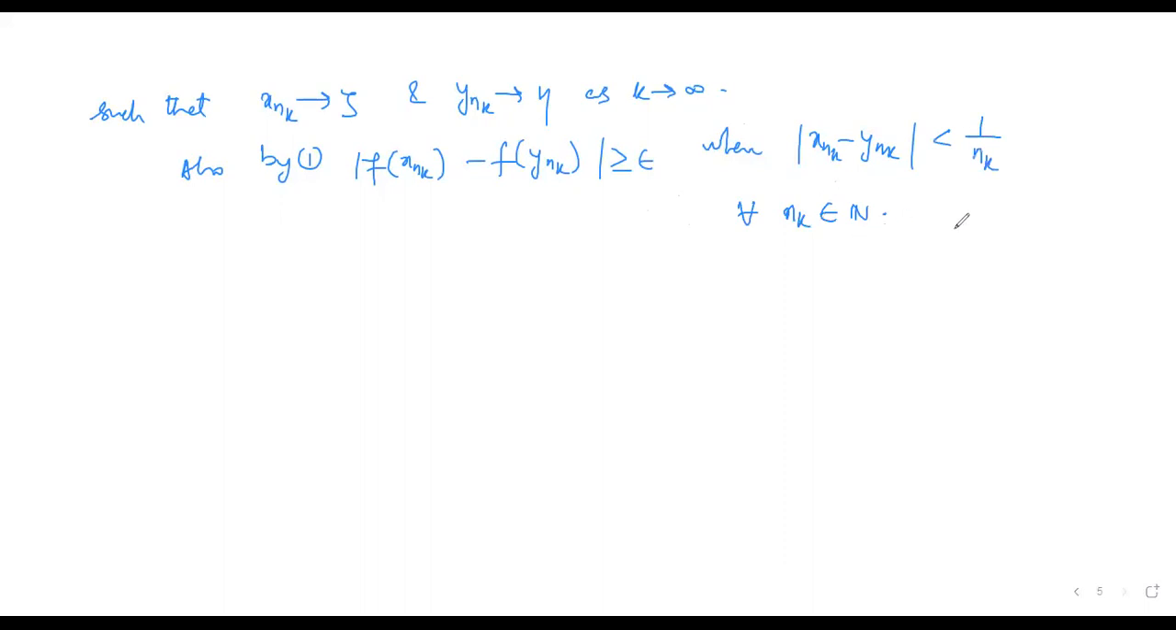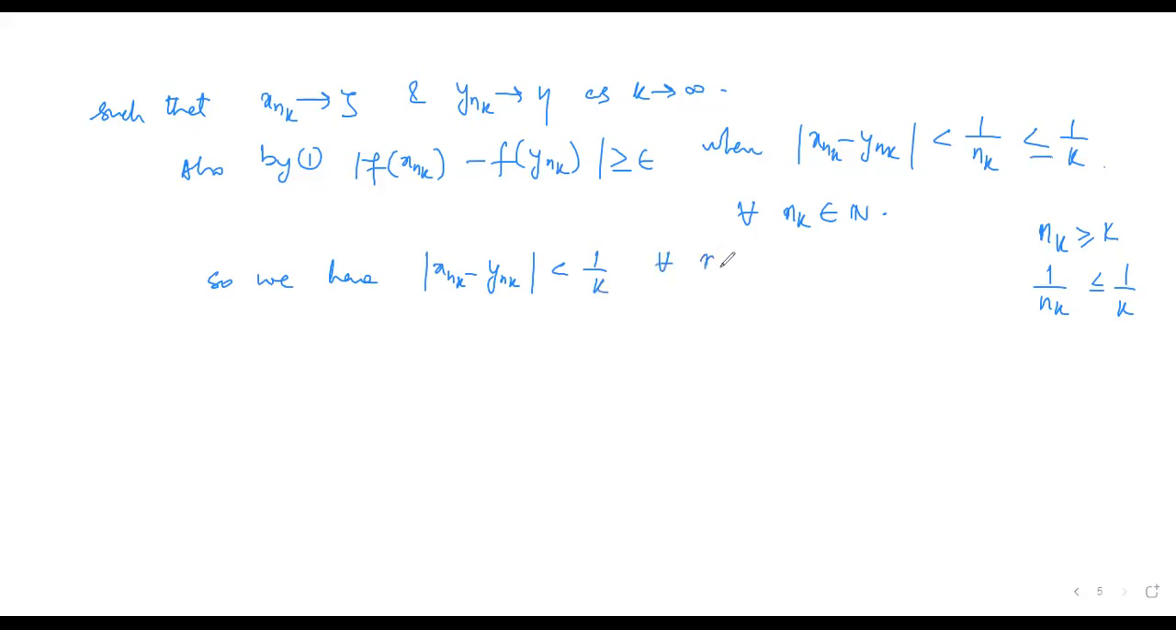Okay, but we know that nk is always greater than or equal to k, so it means that 1 by nk is less than or equal to 1 by k. यहाँ पे लिखते हैं, चलो. So we have xn sub k minus yn sub k is less than 1 by k for all nk belonging to जो भी इसका indices है. It implies that, of course, it's rather easy.